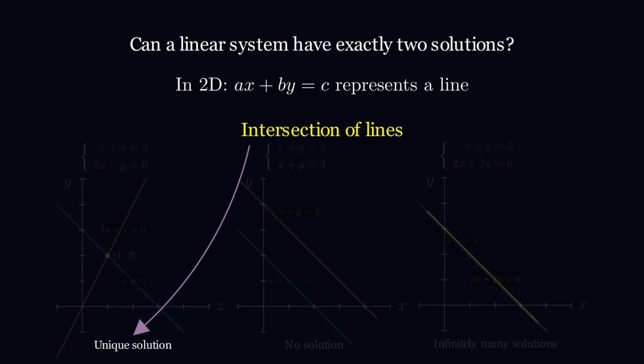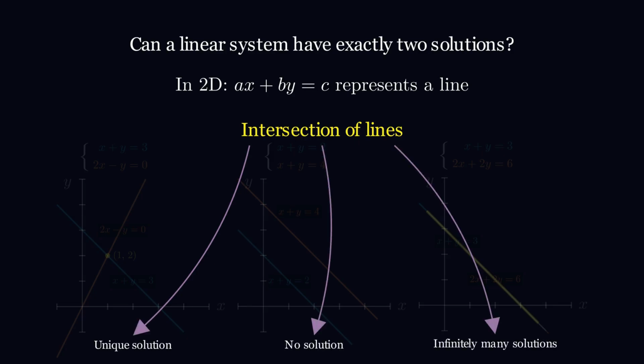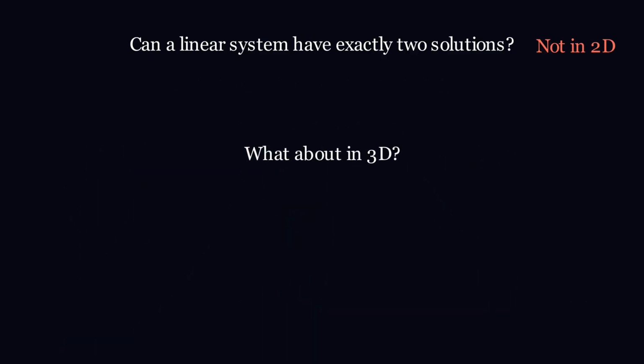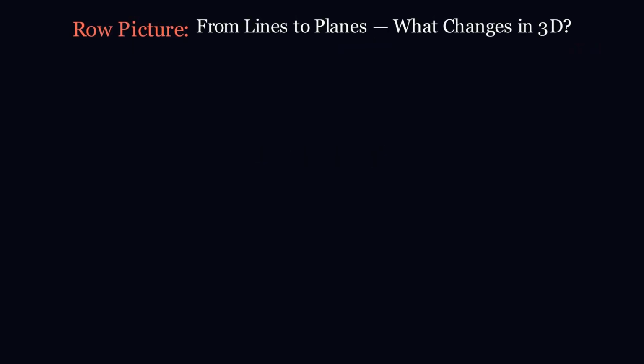That's why, as we just saw, there are only 3 possibilities. So a linear system in two-dimensional space cannot have exactly two solutions. But how about in three dimensions? In 3D, a linear equation doesn't give us a line anymore. It gives us a plane. So instead of lines on a flat surface, we now have planes in space.